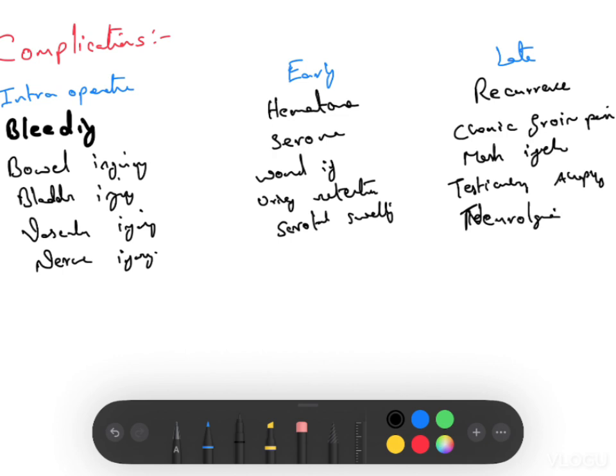Okay, sometimes we can see life-threatening complications: missed strangulation, bowel necrosis, sepsis and perforation. And how to prevent these: we have to do tension-free repair, proper mesh placement, avoid nerve injuries, and meticulous hemostasis.